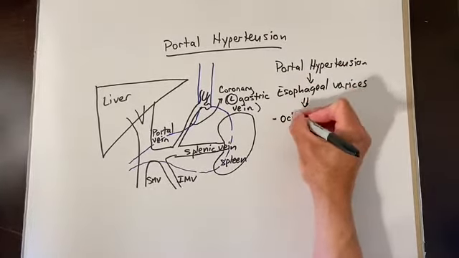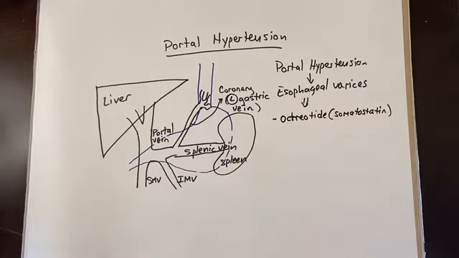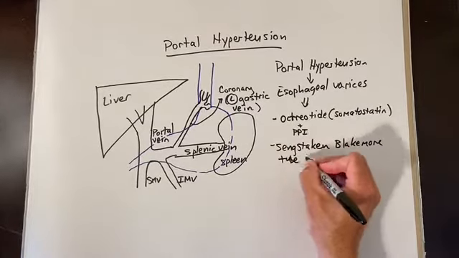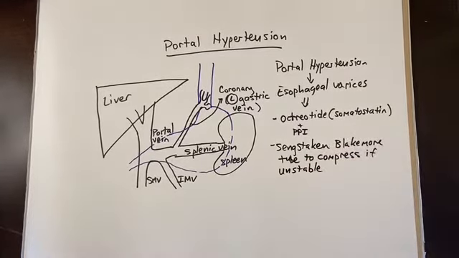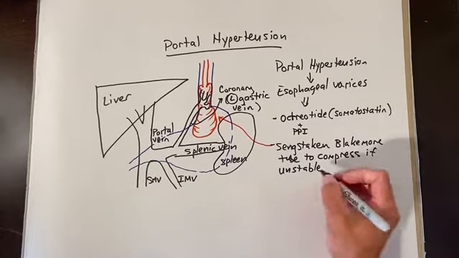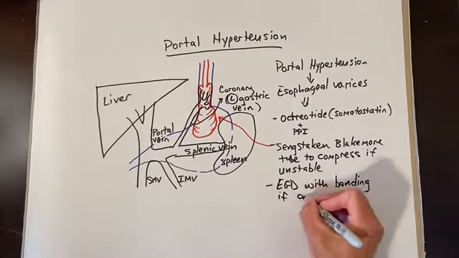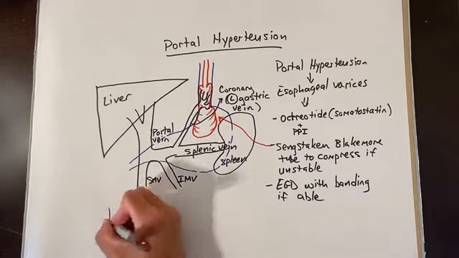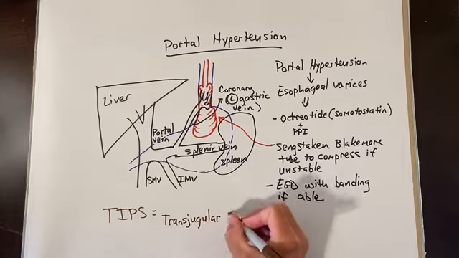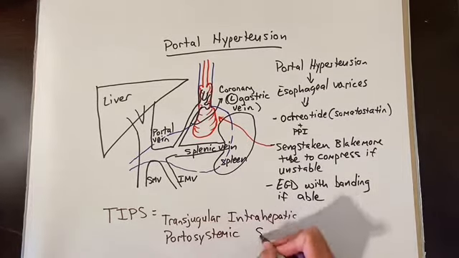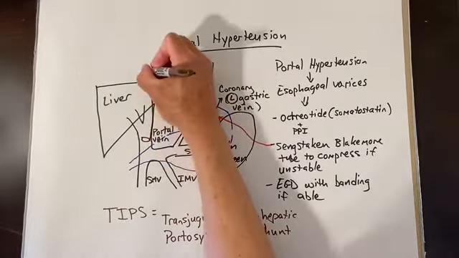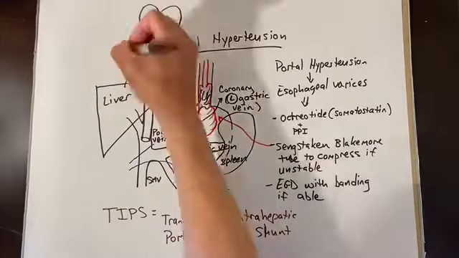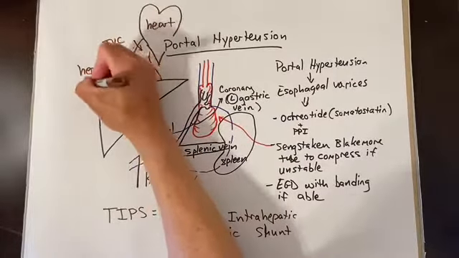Initial treatment of bleeding esophageal varices is octreotide or somatostatin, proton pump inhibitor, and if the patient is very unstable, you can try using a Sengstaken-Blakemore tube, which is inflated in the distal esophagus, and EGD with banding if the patient is stable enough. A TIPS procedure, which stands for transjugular intrahepatic portosystemic shunt, which is done through the liver from the hepatic vein into the portal vein, will decrease the pressure in the portal vein if there is recurrent or refractory bleeding problems from esophageal varices.